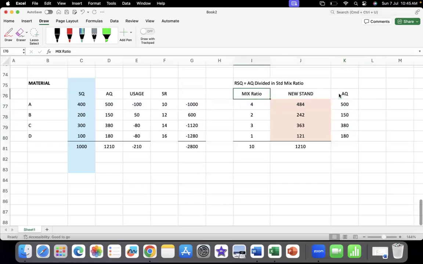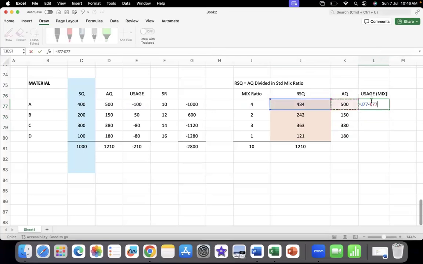So you have the revised standard quantity, RSQ, minus the actual quantity. This is the usage difference again. But this usage difference is not because of regular usage, it is because of the mix ratio which we have disturbed. So this one is standard minus actual. So this is your mixing problem.